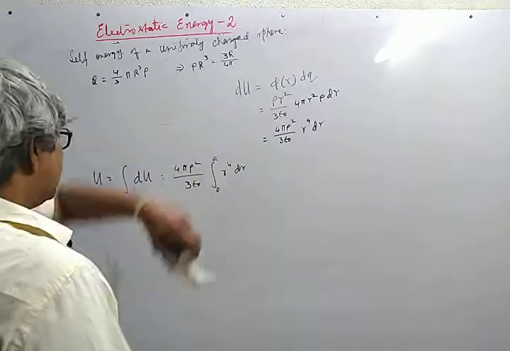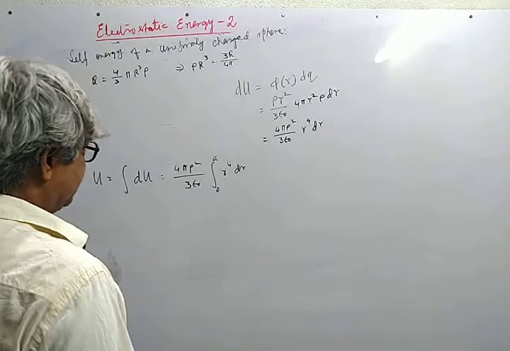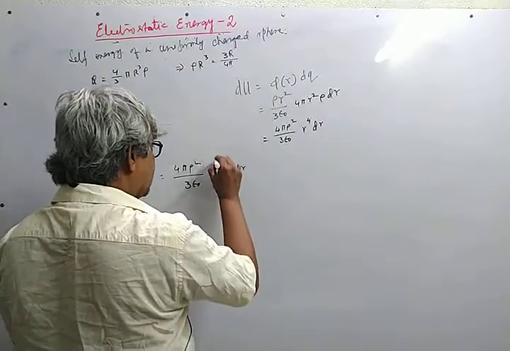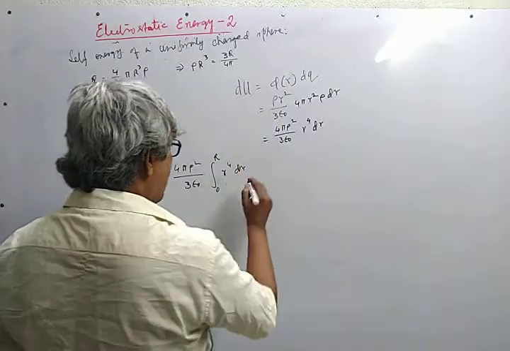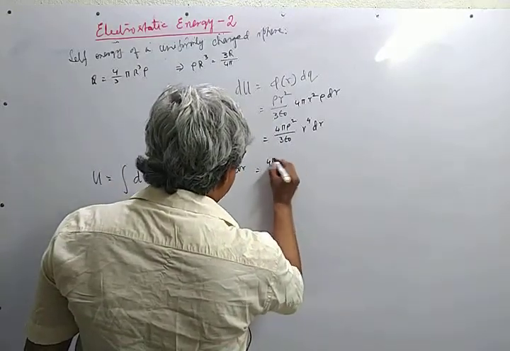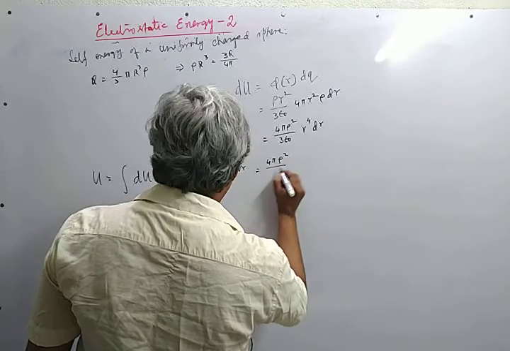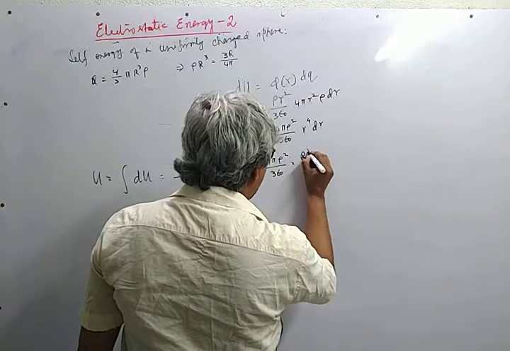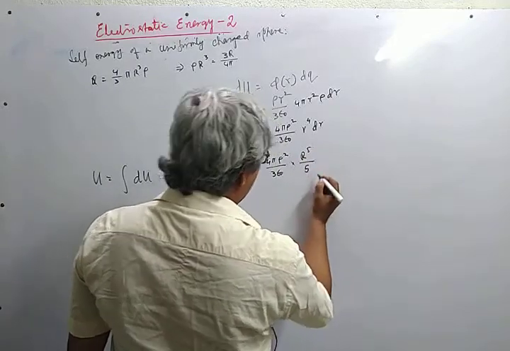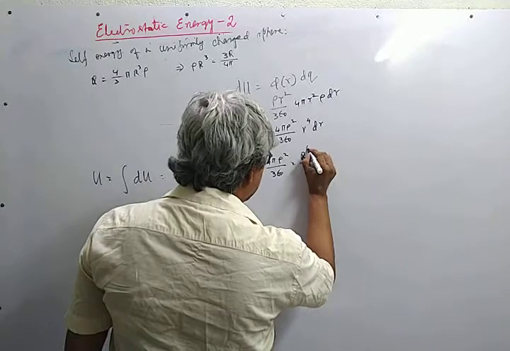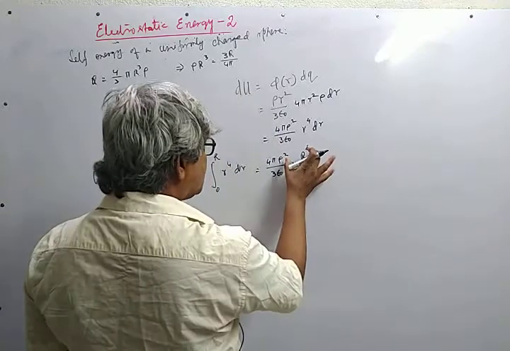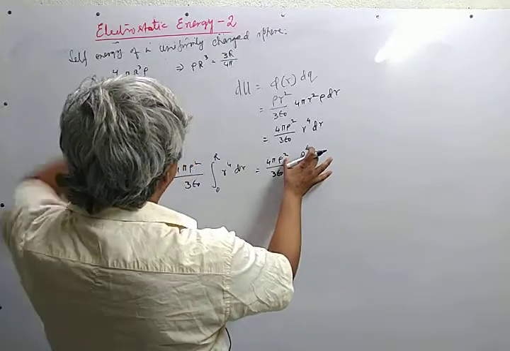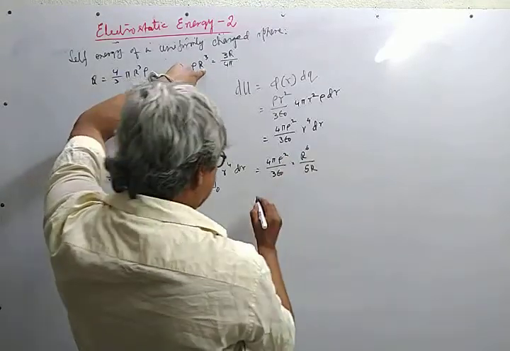The sphere, the shells has been added from 0 radius to radius r, 0 to r. So this is 4 pi rho square upon 3 epsilon naught into r to the power 5 by 5. I write it as r to the power 6 by r, rho, these two can be combined to rho r cube to the power 6.